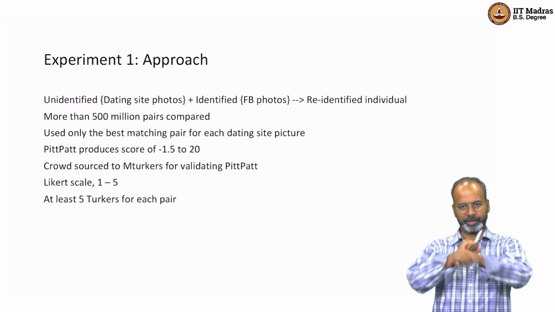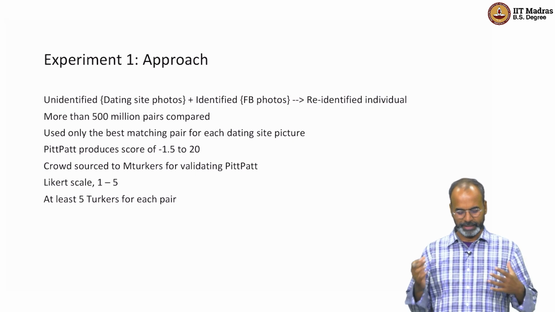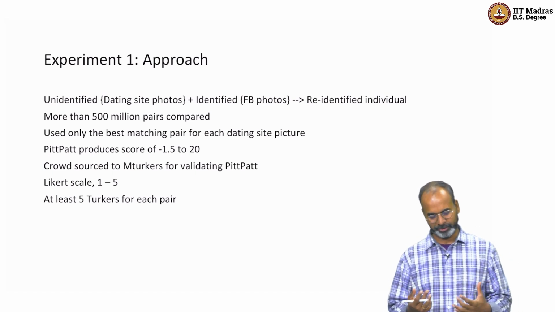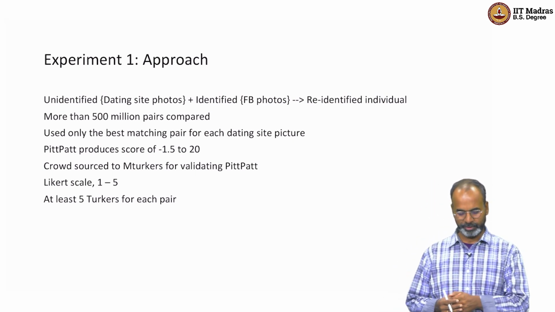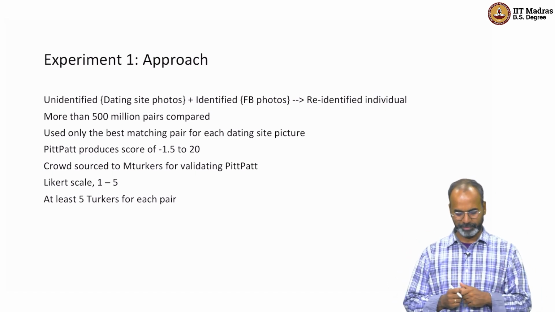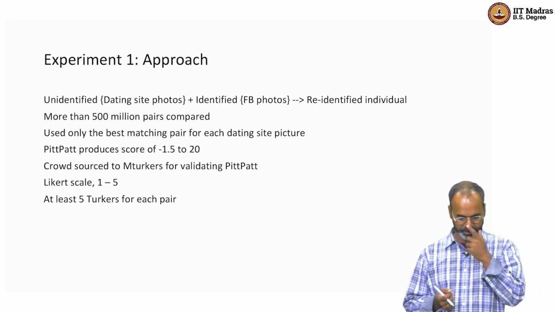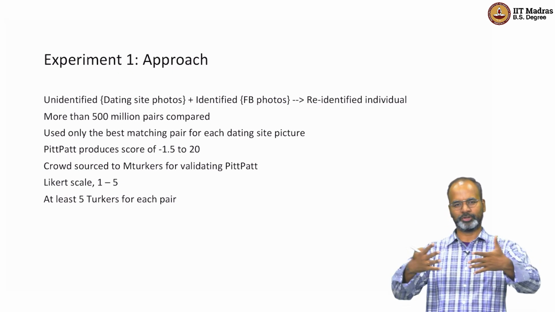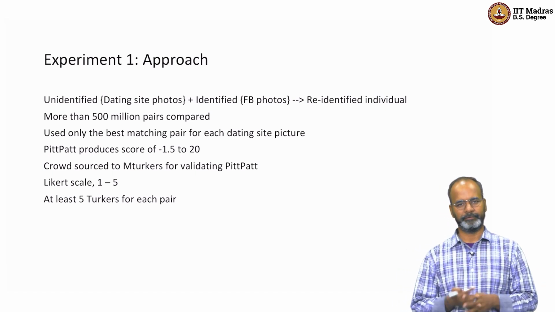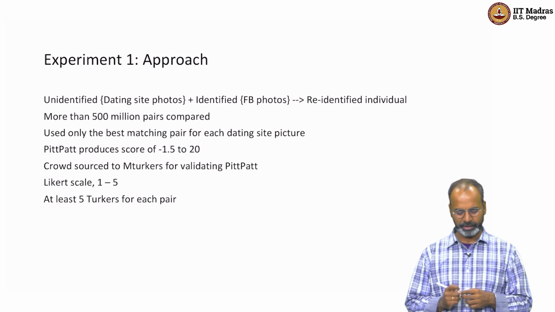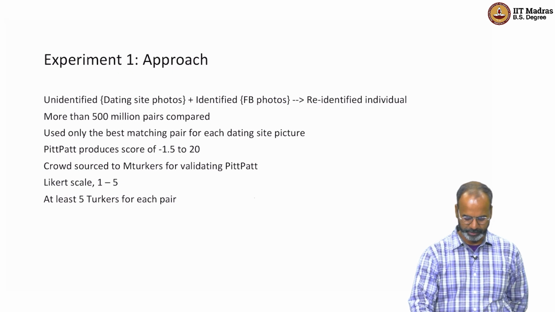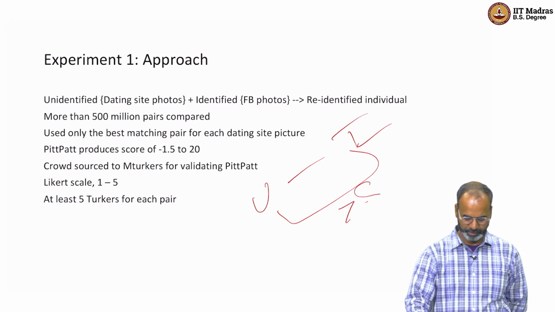Now the goal is to compare, right? You do one by one comparison. You take the unidentified photographs, connect it to the Facebook identified pictures, and you identify the individual. If you do the comparison, it will be more than 500 million pairs. But the tool that they were using gives you some score. Depending on a threshold, they actually said that if it's above a threshold, then it's actually the same person. And then they compared the unidentified and identified, and took a score greater than delta as the score.